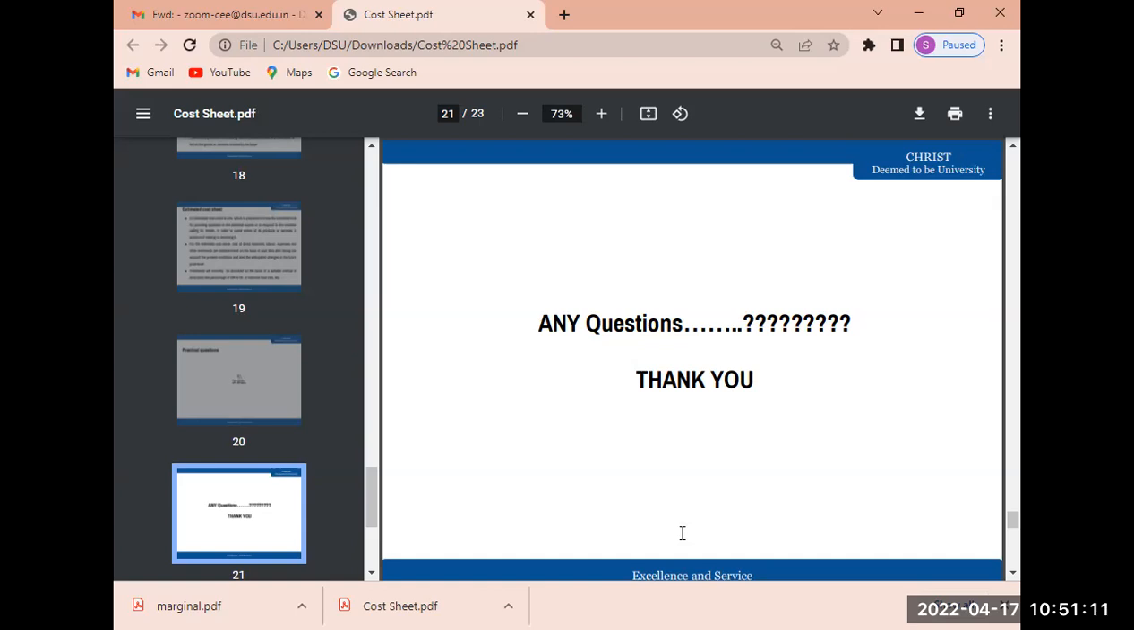Criteria is L1 means. I'm not understanding what is that L1. T1 means. We're telling about sanctioning of the contract.